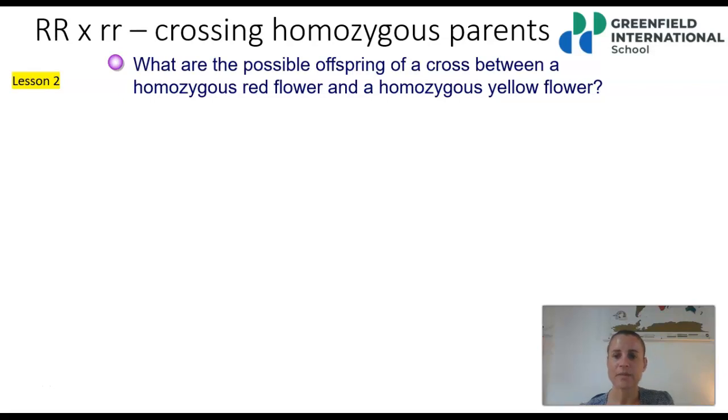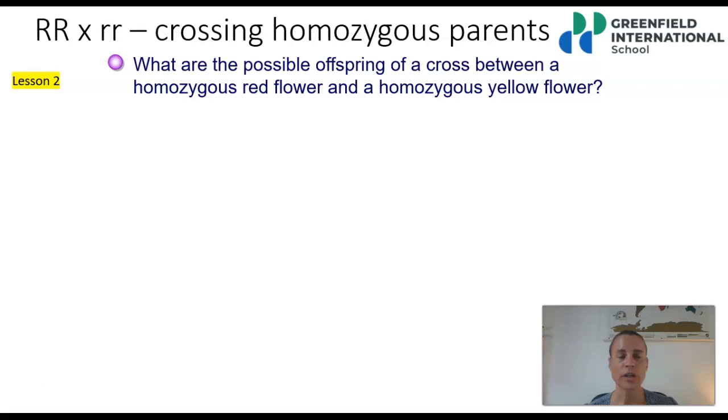Hello, grade 8. This is the second lesson of the week where we're looking at inheritance. Hopefully you have reviewed the key terms that you learnt last week. You did a Kahoot at the end of that lesson. So you should be aware of the words recessive, dominant, homozygous, heterozygous, gene, allele.